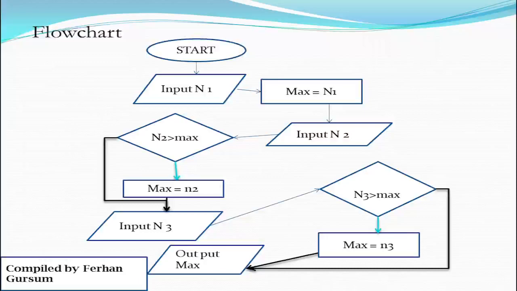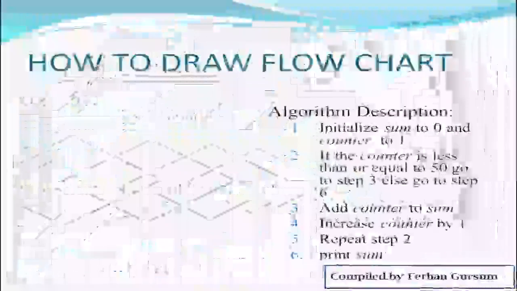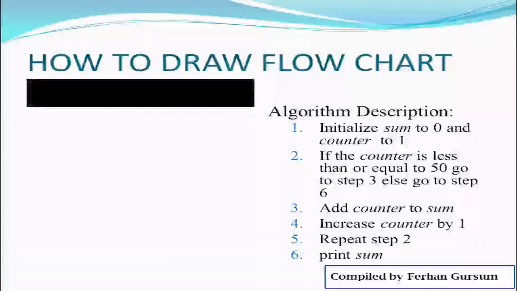So what is left? Now we have to finish our flowchart diagram by drawing an oval shape and writing inside it end or stop. Okay, stop. This is the end of our flowchart. Okay, let me add another example of how to draw a flowchart.